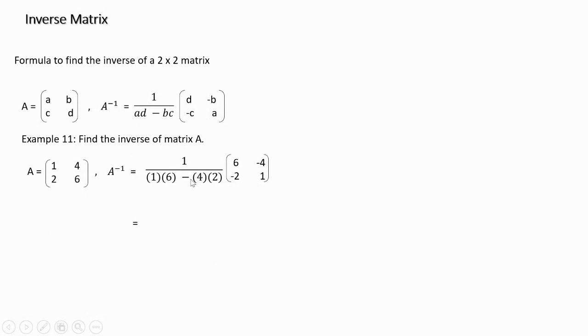So then this will be 6 minus 8, so it will be negative 1/2. Then you have to multiply negative 1/2 times every element in the matrix. So negative 1/2 times 6, right, will give us 3. Negative 1/2 times negative 4 will give us positive 2. Negative 1/2 times negative 2 will give us a positive 1. And negative 1/2 times 1 will give us a negative 1/2. So this is my inverse.